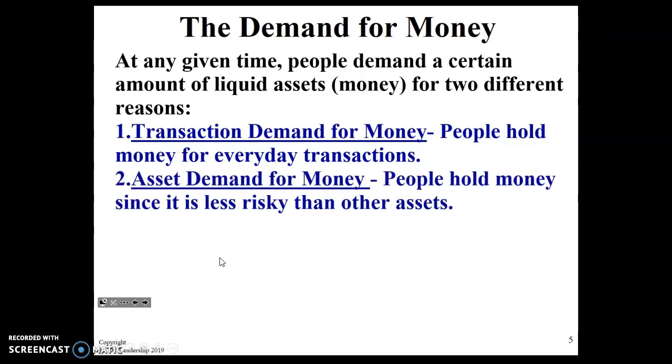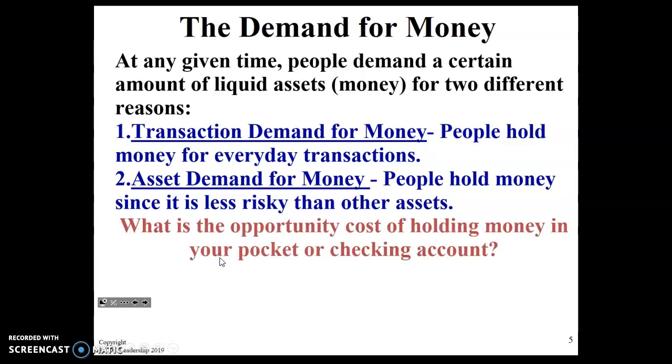The other thing is asset demand for money. So people hold money since it's less risky than other assets. So you might be willing to put money into different stocks or bonds or things like that, but there's risk involved in that. So you know, money is money. And yes, it's probably going to lose value over time, but for the most part it stays less risky.